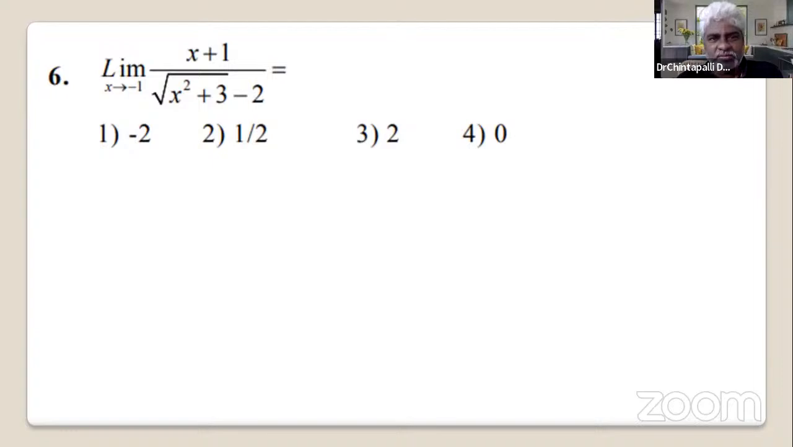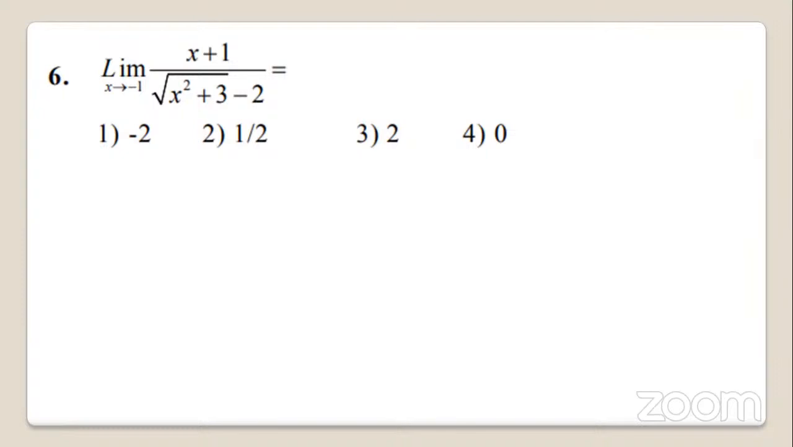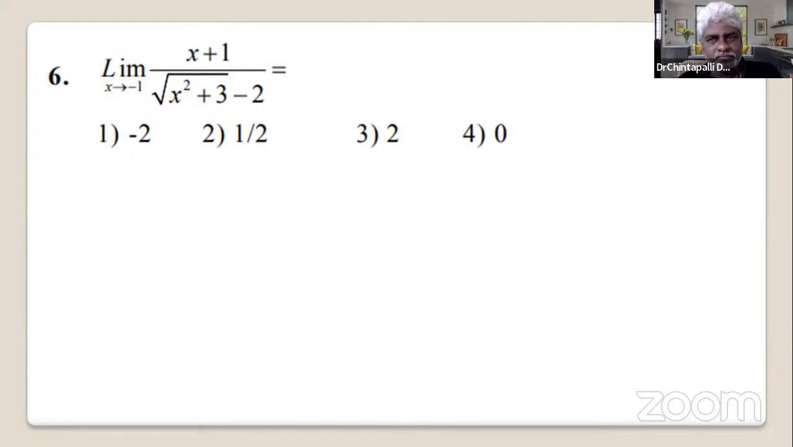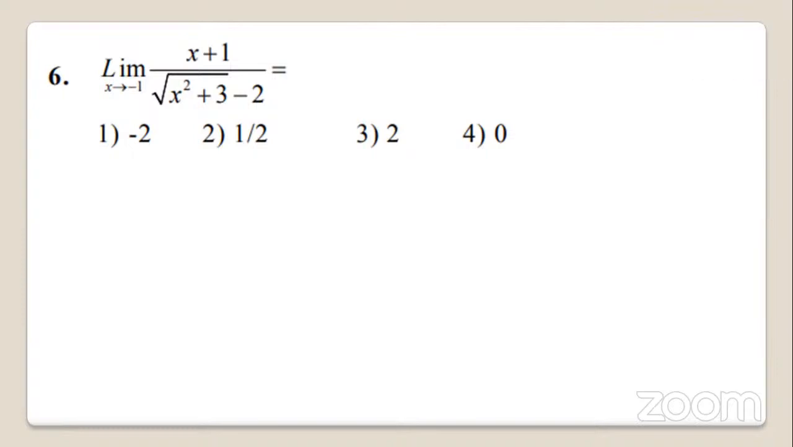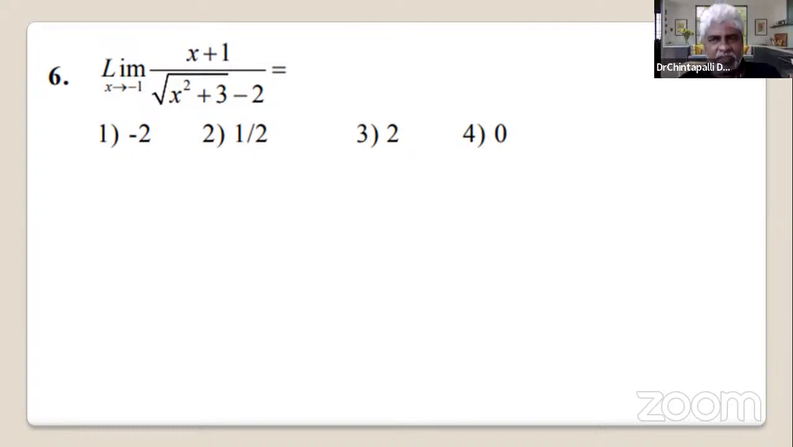How to do the sixth question? What happens when we plug in -1? It tends to -1. Square root of 1 plus 3 is root 4, which is 2, 2 minus 2 is 0, sir. That's what it is. The numerator will be 0, sir. 0 by 0. That's why we don't plug in -1 at this stage.